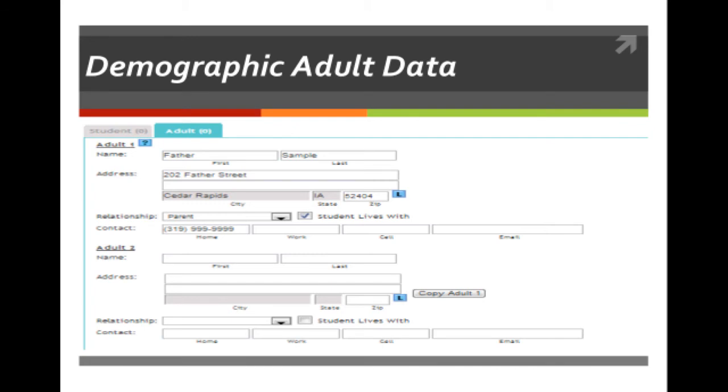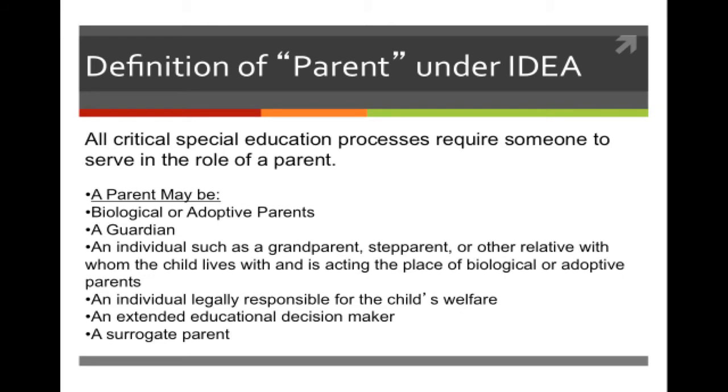In this section, record the parent name, address, phone number, and email. The information on the Adult tab of the Family page will be used by the system on all IEP documents. Select from the drop-down menu the adult's relationship to the student. All critical special education processes require someone to serve as the role of a parent. A parent may be biological parents or adoptive parents, a guardian, an individual such as a grandparent, step-parent, or other relative with whom the child lives with and is acting in the place of biological or adoptive parents.